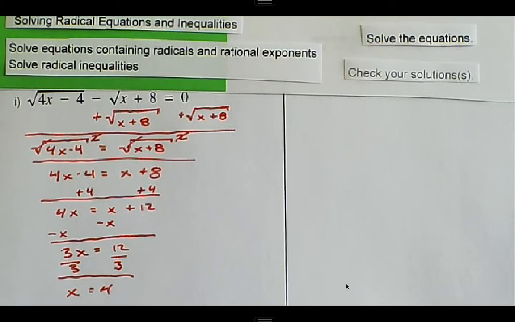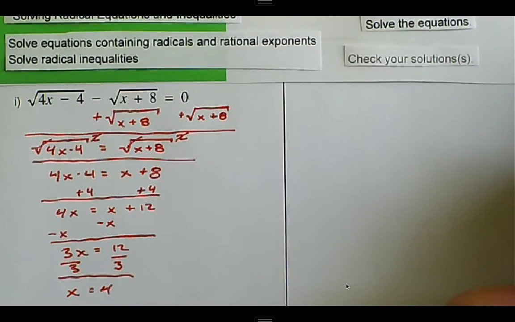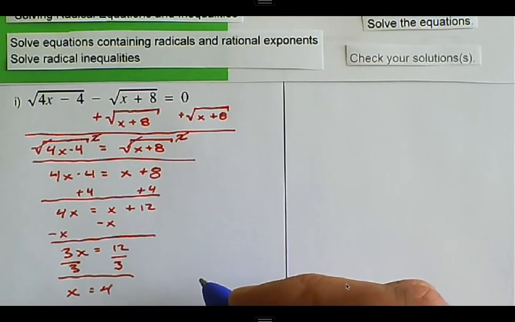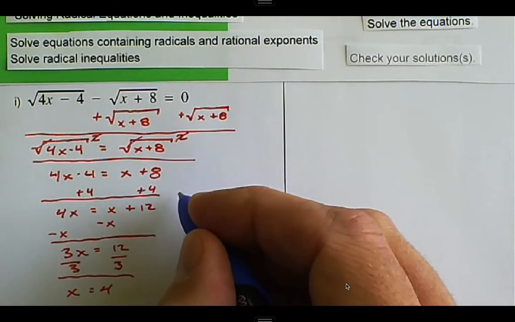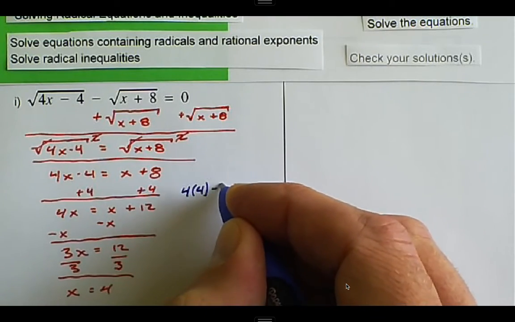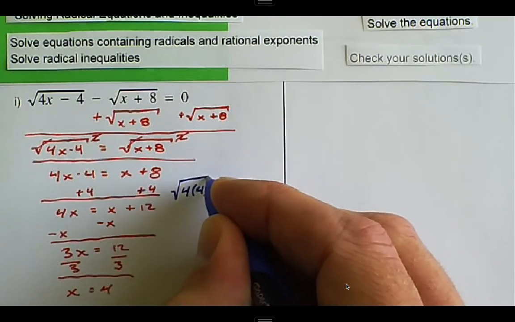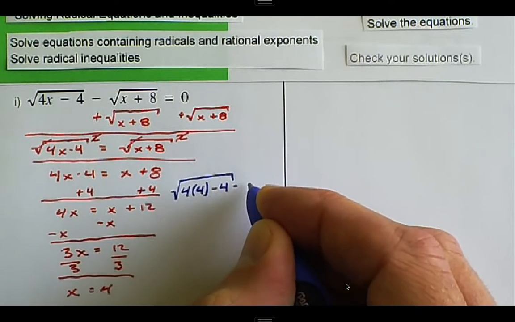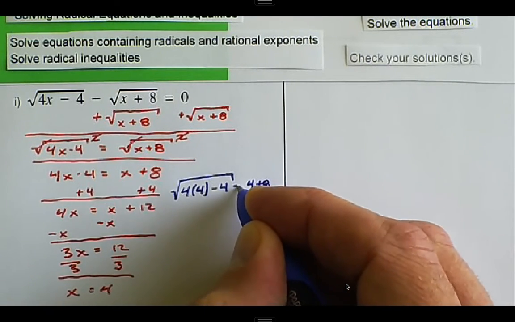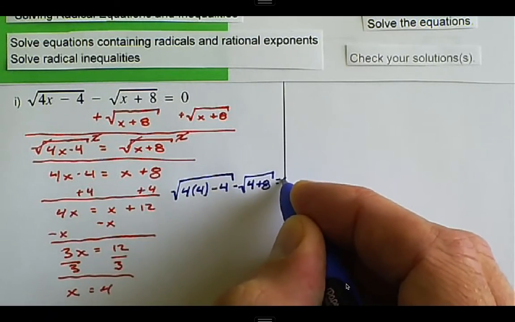And so now we have to check to see if that is correct. And we'll just substitute 4 back in. So the square root of 4 times 4 minus 4, minus the square root of 4 plus 8, is equal to 0.